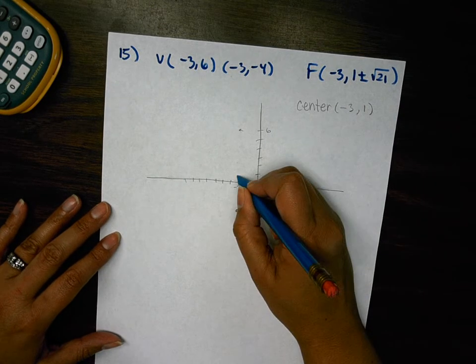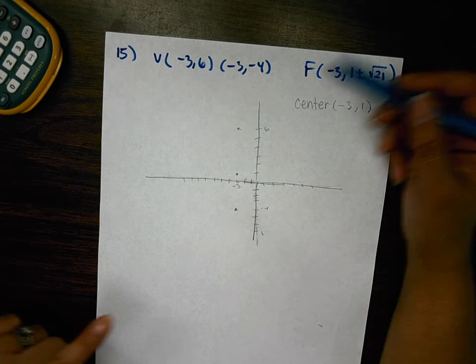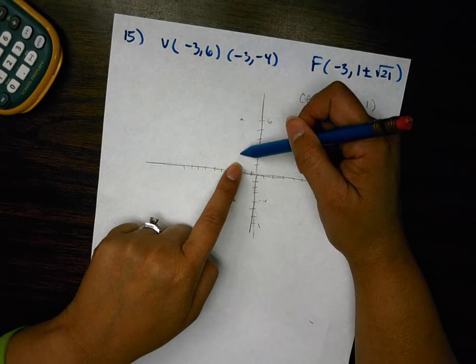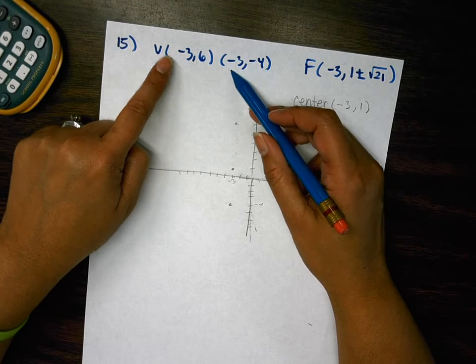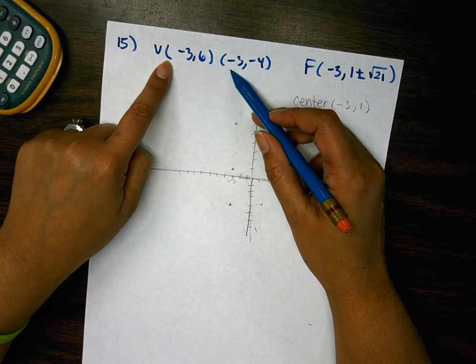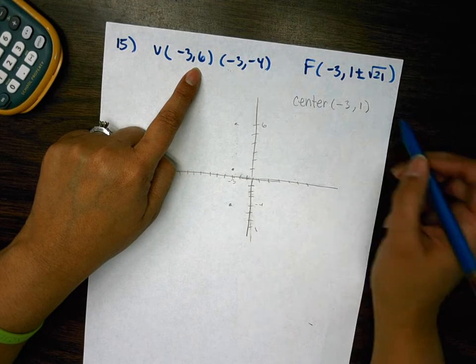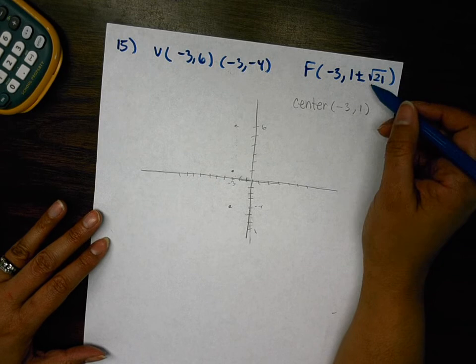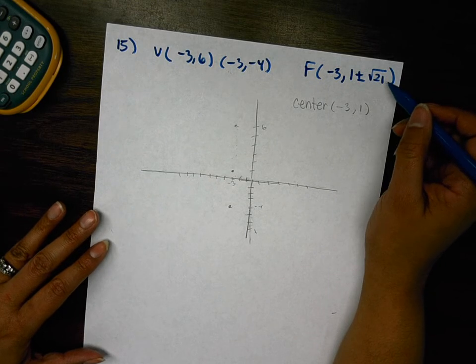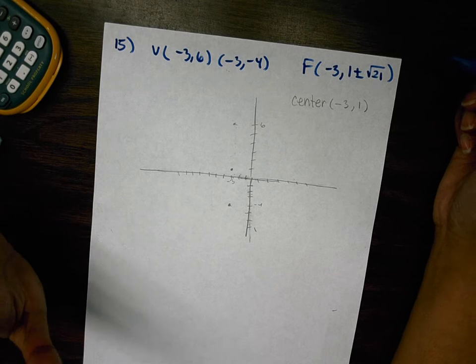-3, 1. Does everybody agree? Yes? Again, how do you do it? Count your way in or midpoint formula. Add and cut in half. -3 plus -3 cut in half, -3. 6 plus -4 is 2. Cut in half is 1. Okay. Foci. -3, 1 plus or minus root 21. Okay.